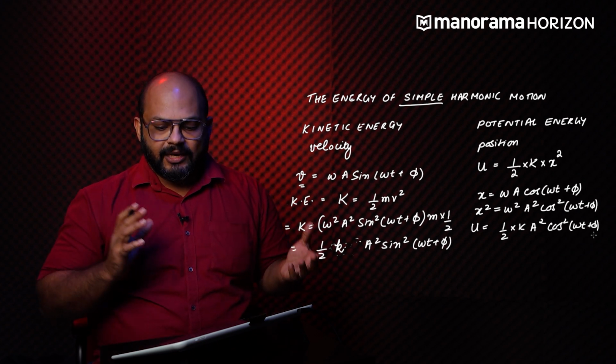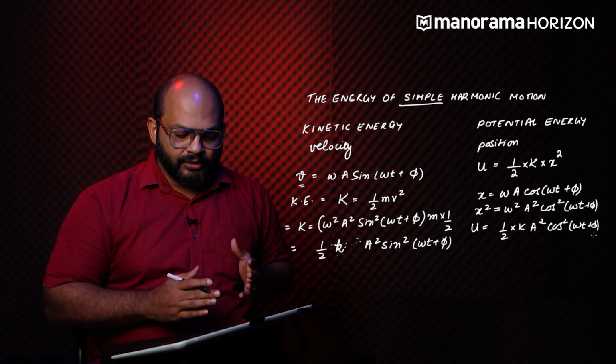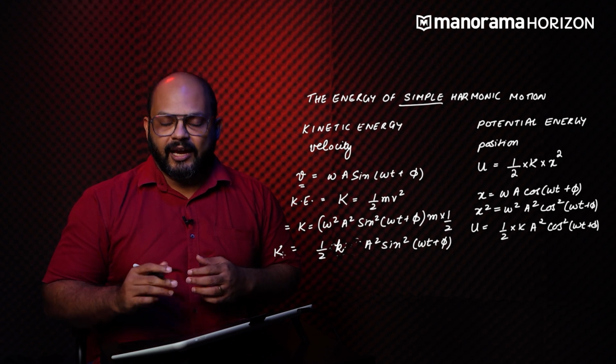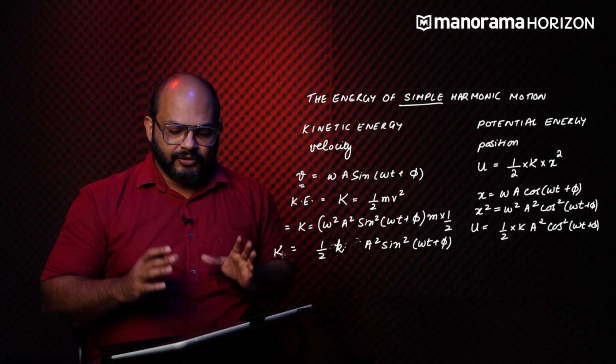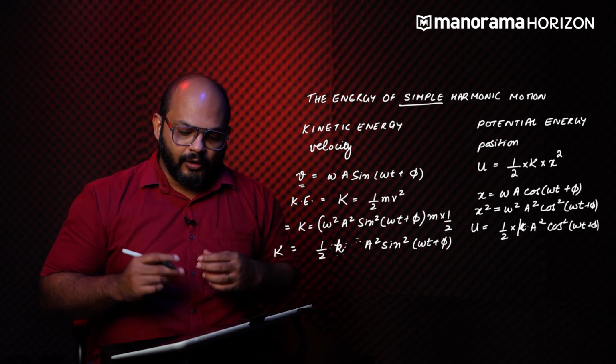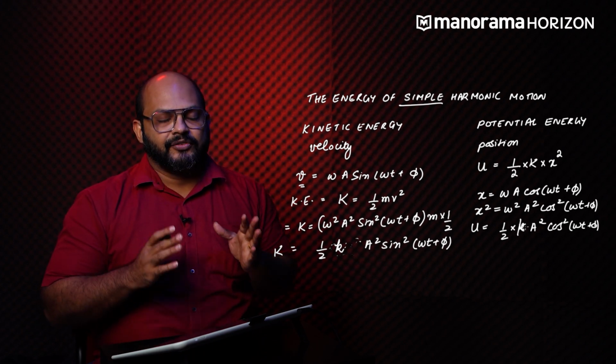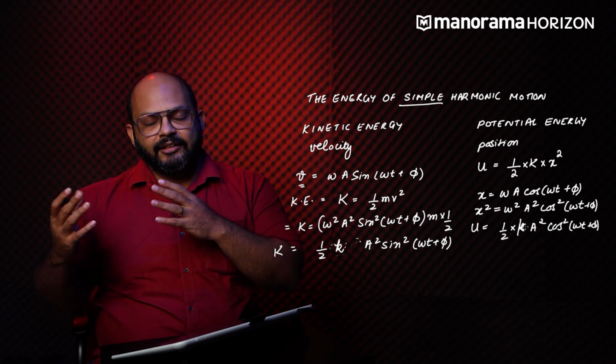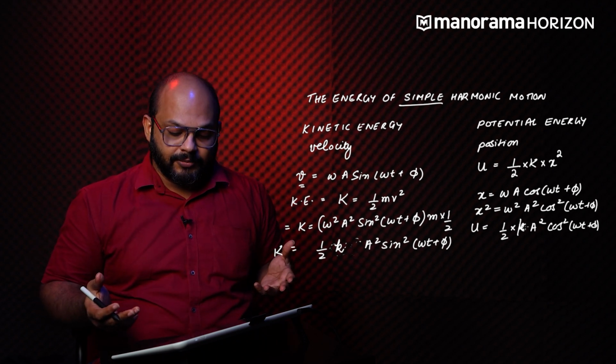You will notice some similarities and some differences. Both the kinetic energy K and the potential energy U have the small k term in common. They also have differences. So in one case we have sine square omega t plus phi, and in the other case we have cosine square omega t plus phi.